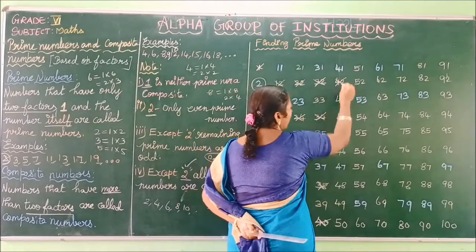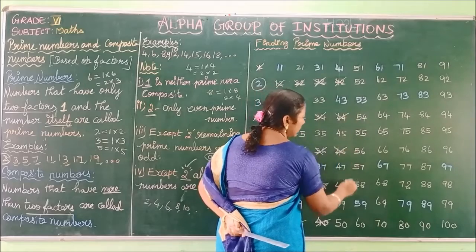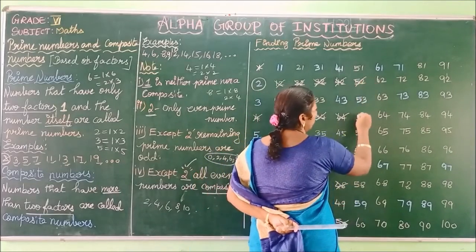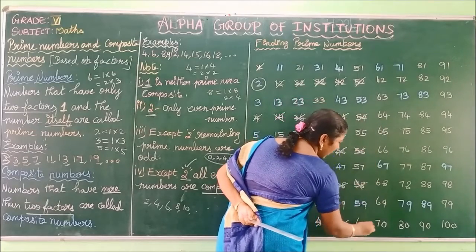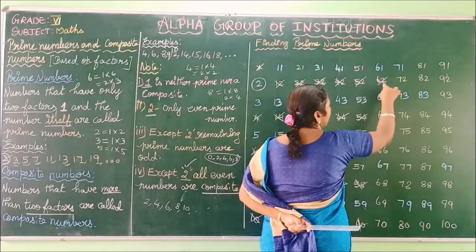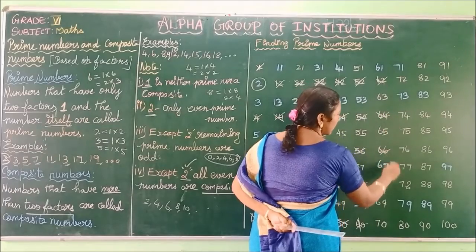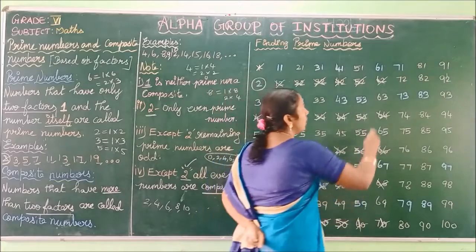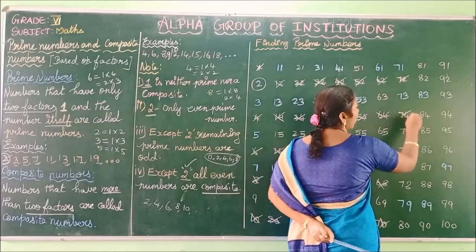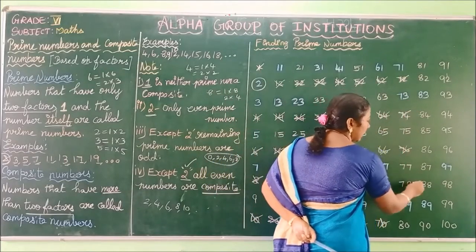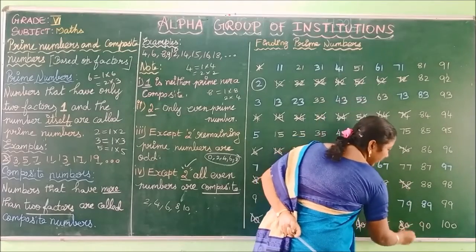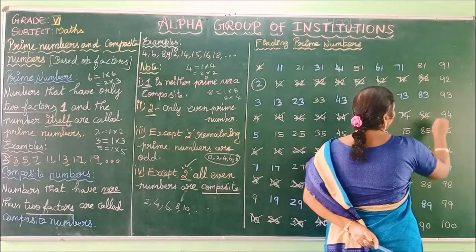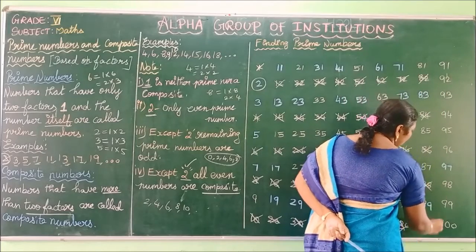See here. 42, next 44, 46, 48, 50, 52, 54, 56, 58, 60. All the numbers ending with 2, 4, 6, 8, 0 are even numbers, so you have to cross them out. 72 ends with 2, 74 ends with 4, 76 ends with 6, 78 ends with 8, 80 ends with 0. So they are even numbers. That's why we cross them out. 82, 84, 86, 88, 90.